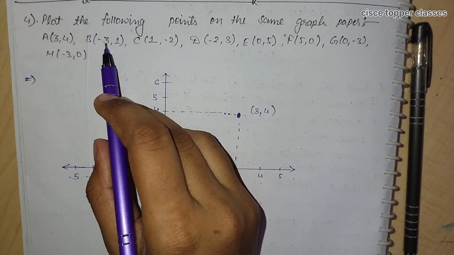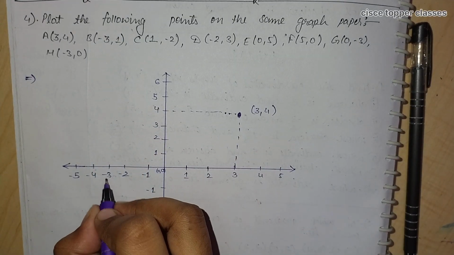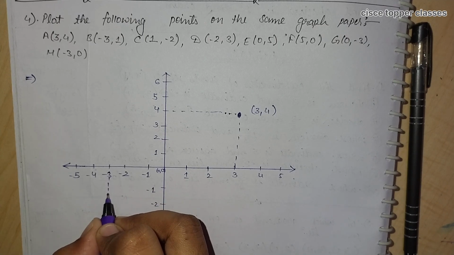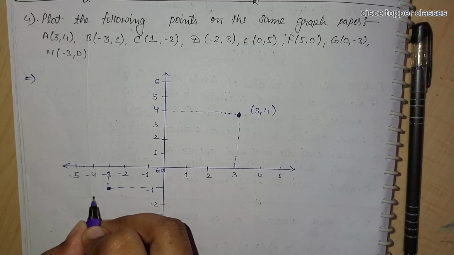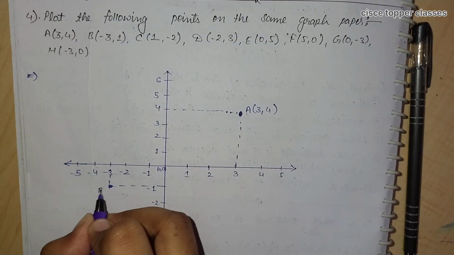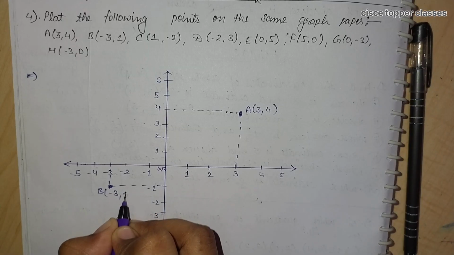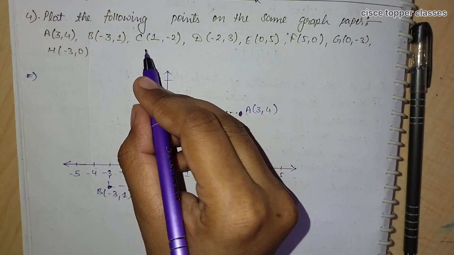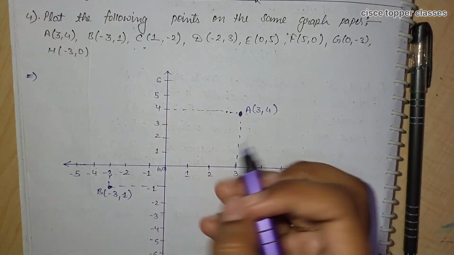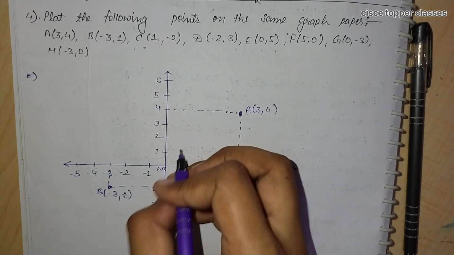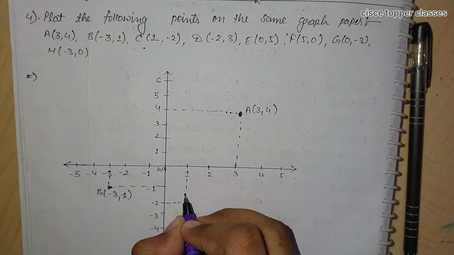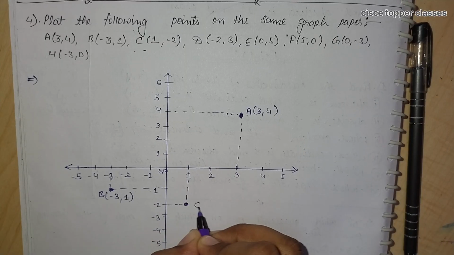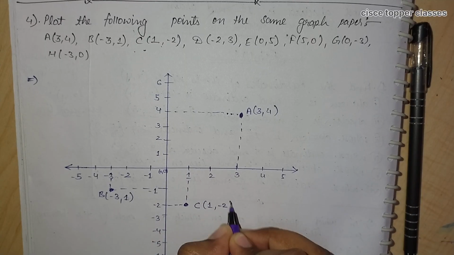Now we have point B as minus 3 comma 1. So minus 3 we can write on x-axis. So this will be somewhere here, and 1 on y-axis. So this is the A point. This is B point here, which is minus 3 comma 1. Now the C point we have to mark 1 comma minus 2. So positive on x-axis and negative on y-axis. So this will be somewhere here. So this is the third point C, which is 1 comma minus 2.